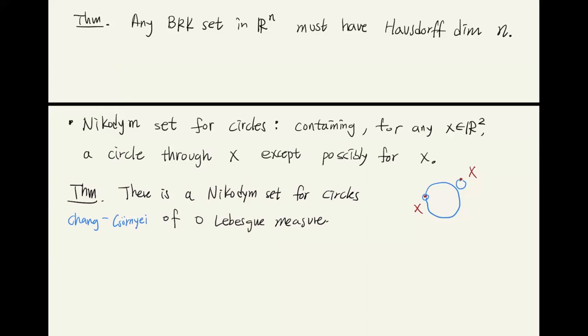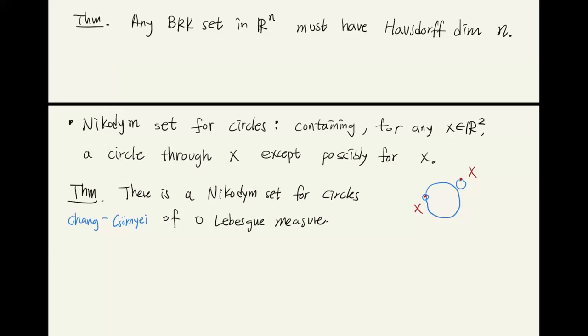Okay, so then this opens up many new questions to explore. For example, what can you say about the Hausdorff dimension of a Nikodym set for circles? The circles can be of any radius. Can you say that again? The circles can be of any radius or unit radius. I mean the centers of the circle. A circle passing through the point X of radius 1 or any radius. Any radii. Okay, thank you.